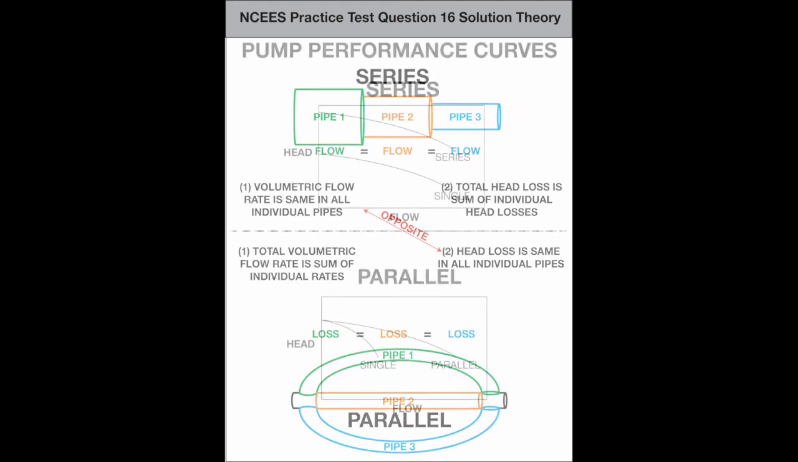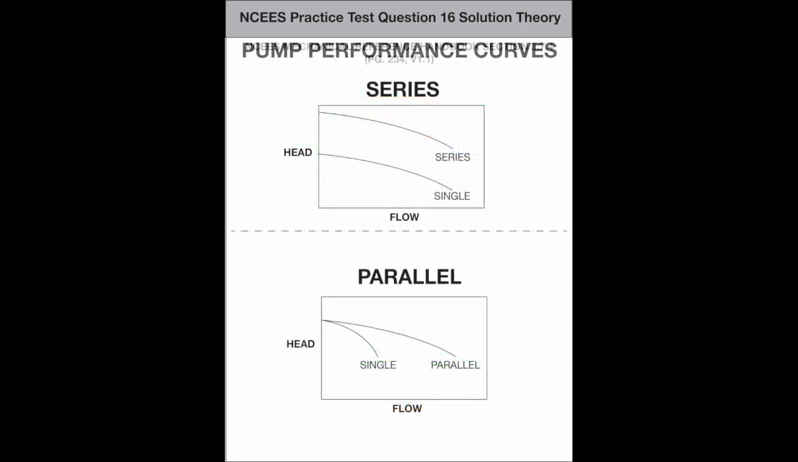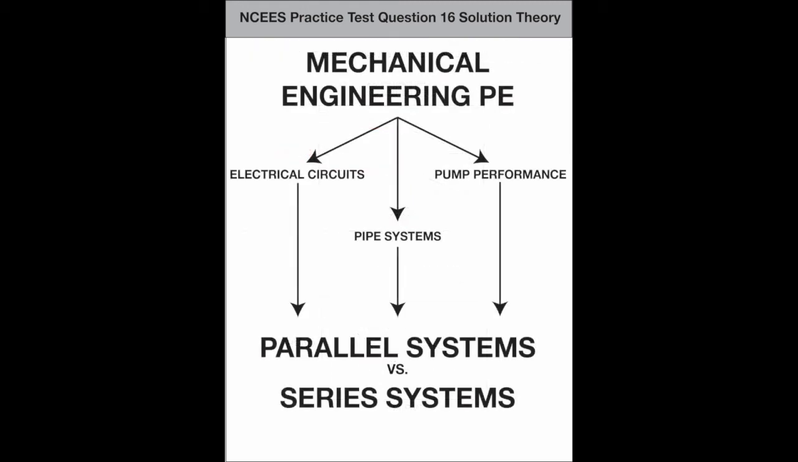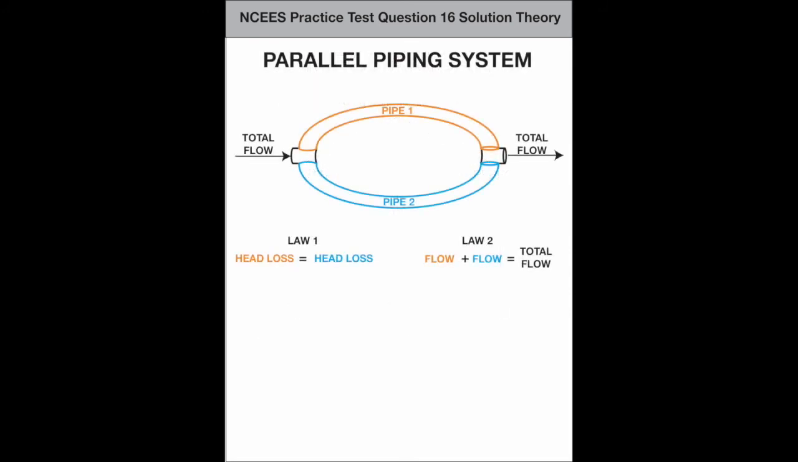These laws are demonstrated in pump performance curves. Look up section 3.7.4 in the NCEES Mechanical Reference Handbook to see these curves, page 234 in version 1.1. Notice how, for parallel operation, the curves have the same head, but the flow changes. Also, notice, for series operation, the curves have the same flow, but the head changes. From electrical circuits to pipe systems to pump performance, you must understand series versus parallel if you are to understand mechanics. This question is for a parallel piping system.